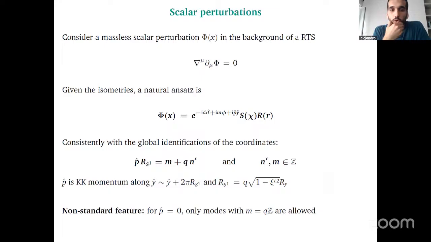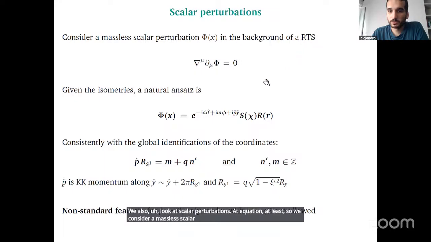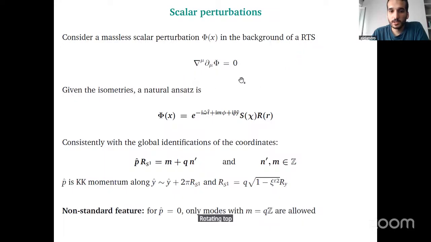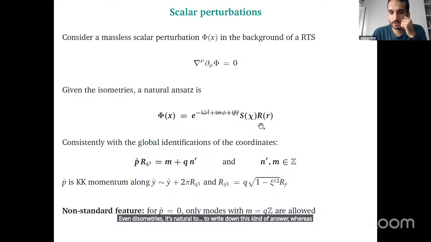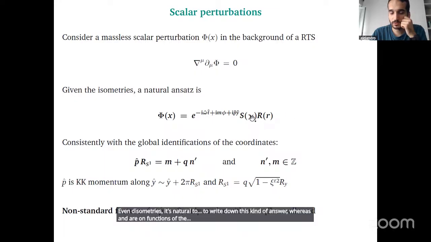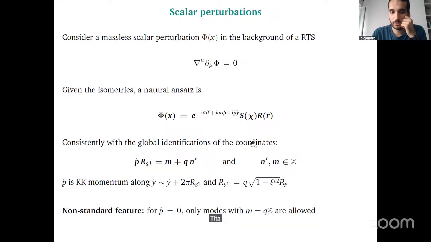We also look at scalar perturbations, at least at the level of the equation. So we consider a massless scalar perturbation in the background of a rotating topological star. So this is the equation of motion for the scalar. Given the isometries, it's natural to write down this kind of ansatz, where S and R are functions of the angular coordinate theta and the radial coordinate. And essentially, this is the same as what I said before.